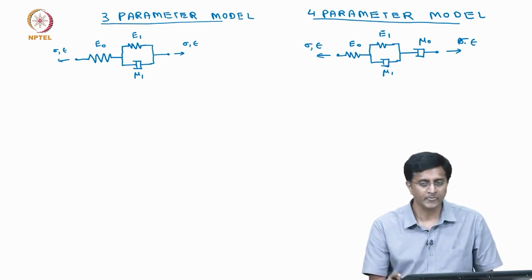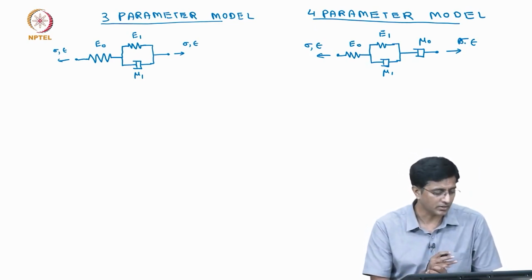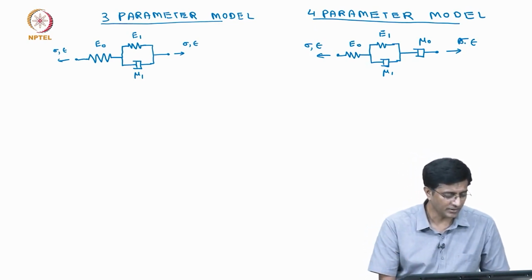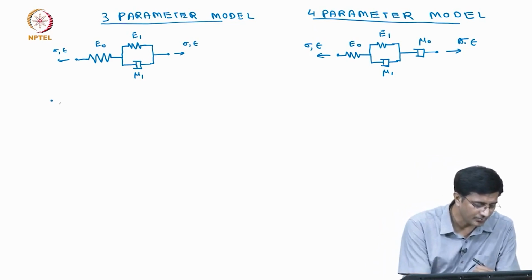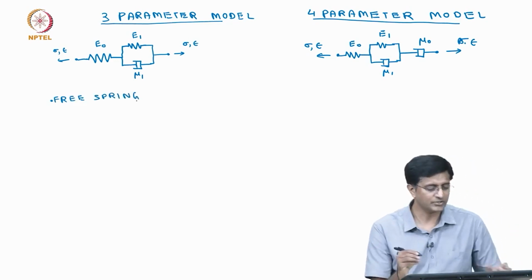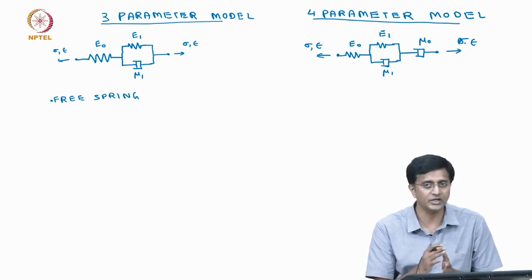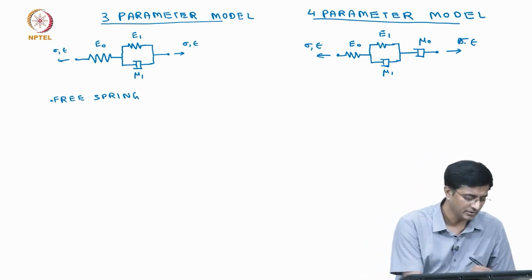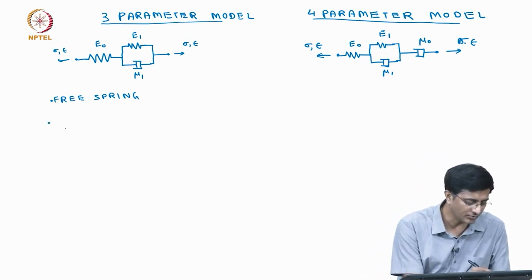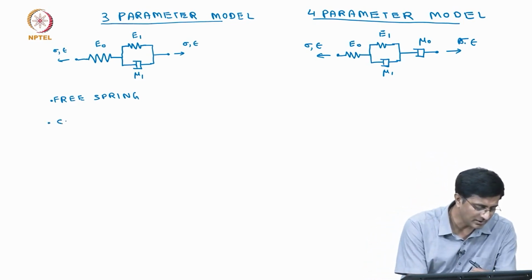Now let us look at the 3-parameter model. We said that it has a free spring element. Because of this free spring element in series with a Kelvin model, the behavior is slightly different. So let us again start with creep loads and see how it behaves.